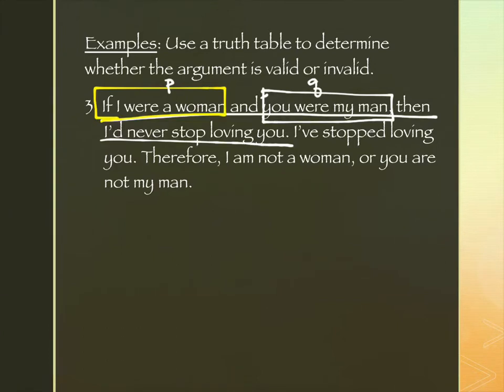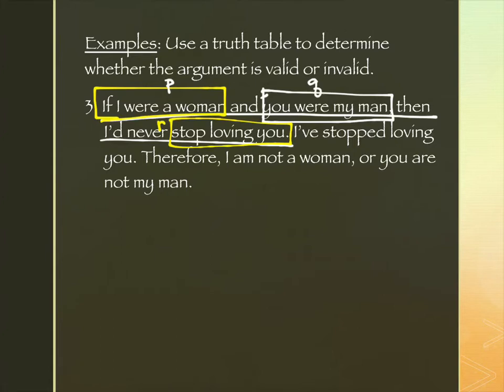Okay, so the individual statements. The first one is, I were a woman. The second one is, you were my man. The last one should be, yeah, and it's in a negative sense, right? So the never part itself is going to make a negation, but the stopping loving you is going to make my statement. So the piece here that says stop loving you, that's actually going to be a separate statement, and it's R. I've got a P, I've got a Q, and I've got an R. There's 3 separate things going on.